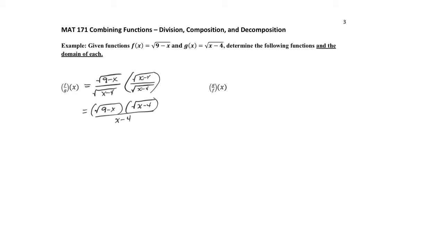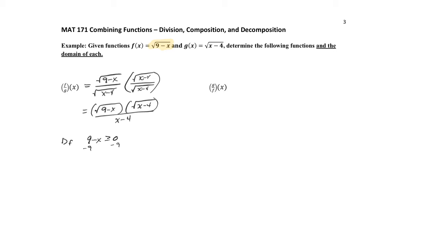Now I'm ready to work on the domain. Well, again, we always look at the domain of f first, and then we look at the domain of g. So for the domain of f of x, which is the square root of 9 minus x, when I consider the domain, I know that whatever's under the radical has to be greater than or equal to 0, because I can't take the square root of a negative number and get a real result. I'll get an imaginary number. That's coming later in the semester. So whatever that is under the radical, in this case 9 minus x, has to be greater than or equal to 0. So I'm going to solve for x.